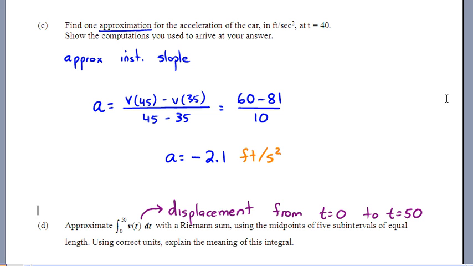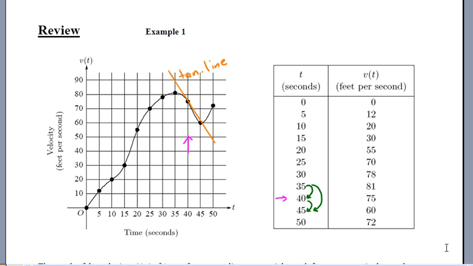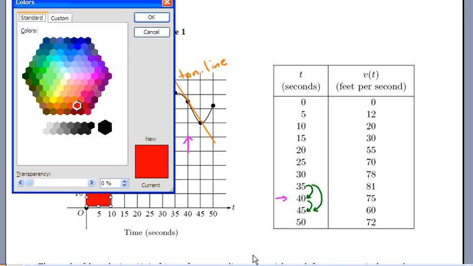Okay, but let's go back and look at the picture to see how we're going to accomplish this displacement calculation, where we're going to be estimating the definite integral. They wanted us to use 5 intervals of equal length, and we're getting to 50. So each one of them is going to have to be 10. So I'm going to just set up a little picture here, get this rolling. It'll take me just a second.